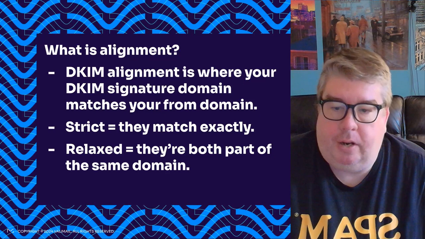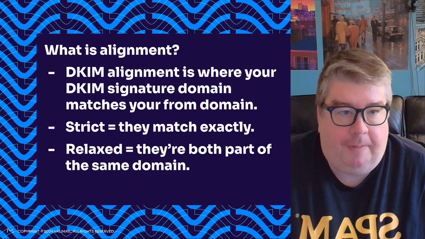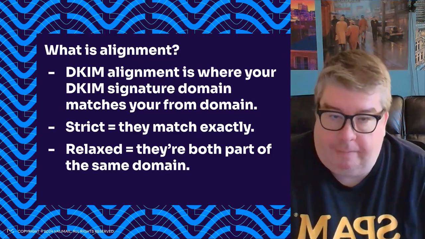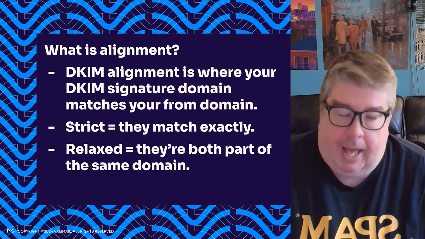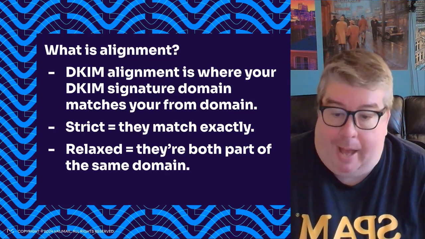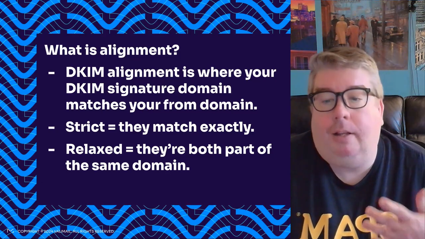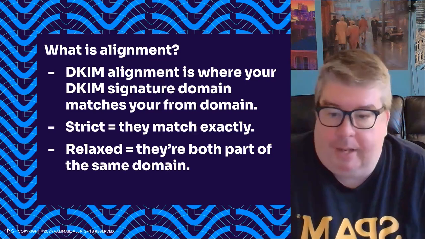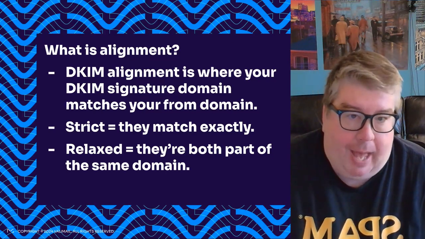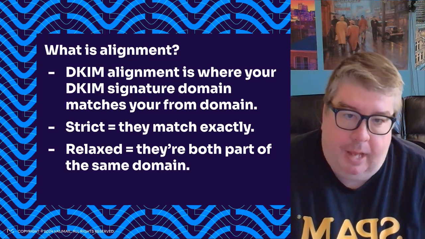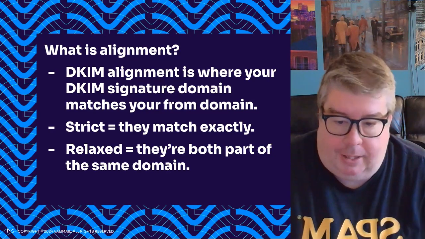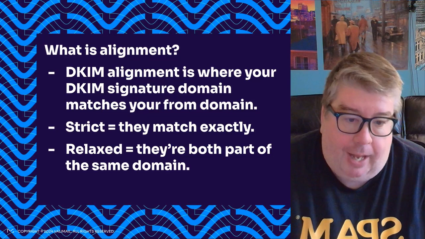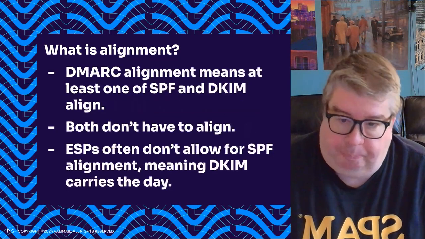So same thing similarly applies for DKIM. DKIM alignment is where your DKIM signature domain, the domain you configure to actually sign as the authoritative responsible party for an email message, matches your from domain. If it matches, it is said that they align. The DKIM domain and the from domain align. Same deal for strict and relaxed. If it's an exact match, strict. If one is a subdomain of the other, for example, that would be relaxed alignment. They're both part of the same domain. Or there's no alignment at all if they're not even in the same domain name, no matter what.